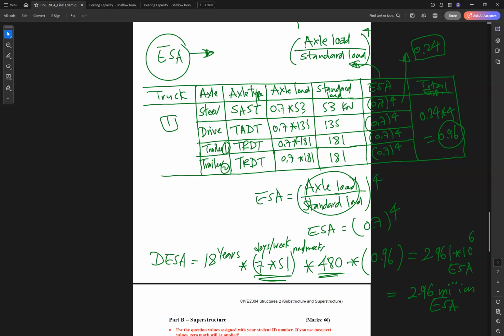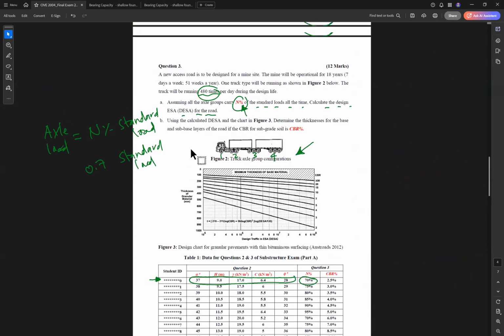Is it an easy one? Well, okay, on the graph. Well, I will do this. This is the first part, so this was only for part A.